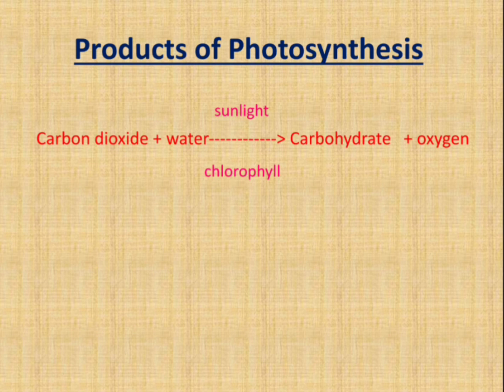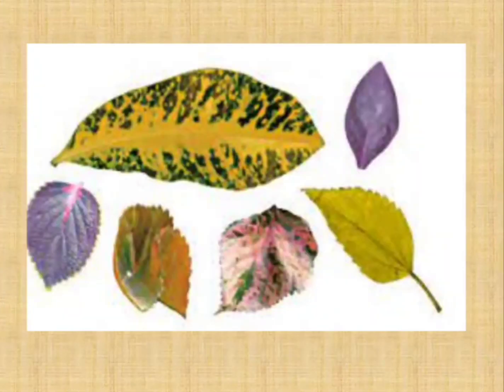The raw materials required for photosynthesis are carbon dioxide, water, sunlight, chlorophyll. The products of photosynthesis are glucose, that is carbohydrate, and oxygen. Look at this figure. Leaves of various colors. Do they contain chlorophyll? Yes, they too contain chlorophyll. But other pigments such as red, brown are large in quantity. Photosynthesis takes place in these leaves also.